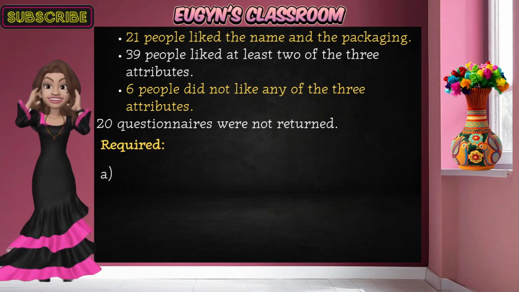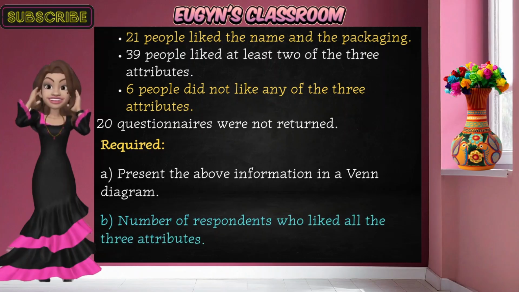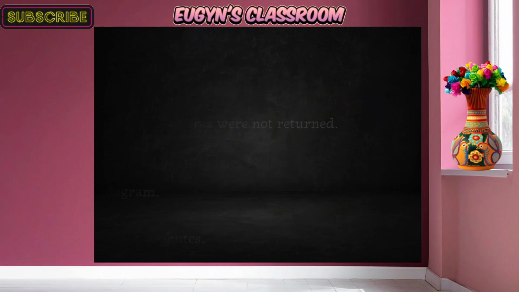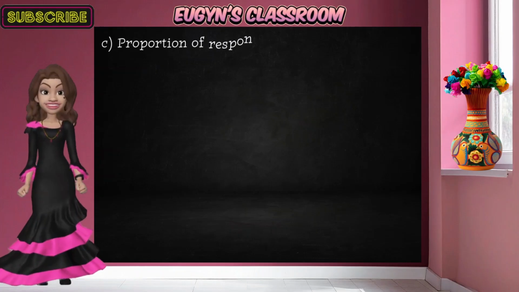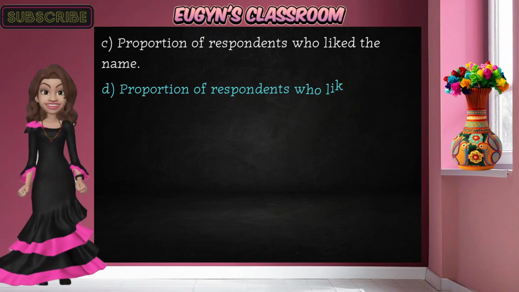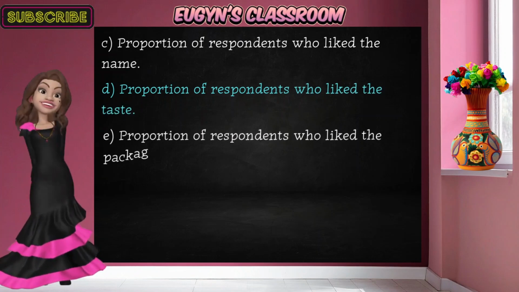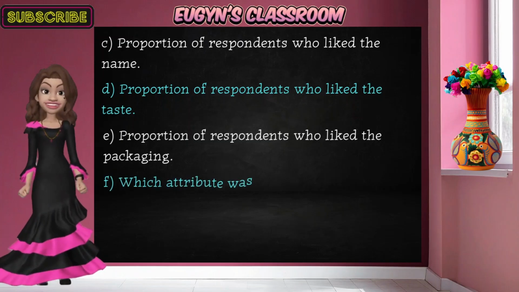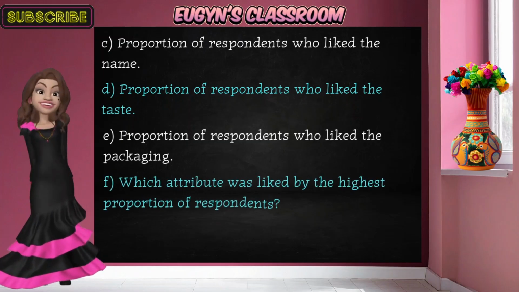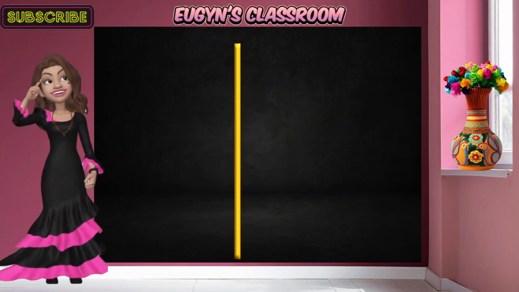Required: A. Present the above information in a Venn diagram. B. Number of respondents who liked all the 3 attributes. C. Proportion of respondents who liked the name. D. Proportion of respondents who liked the taste. E. Proportion of respondents who liked the packaging. F. Which attribute was liked by the highest proportion of respondents? You may pause and rewind the video to attempt example 3 before looking at the answer.